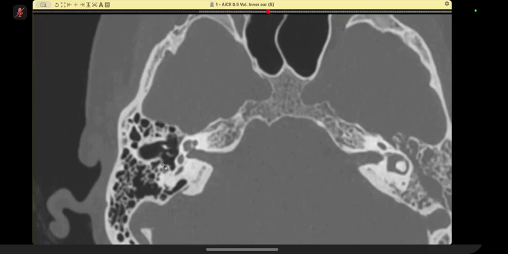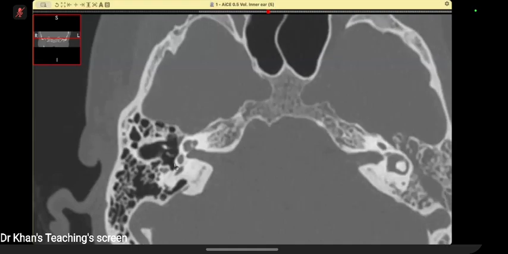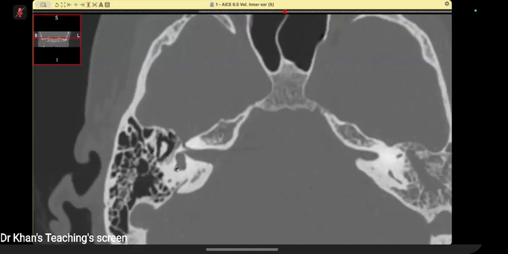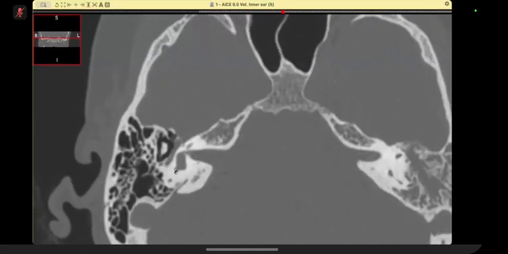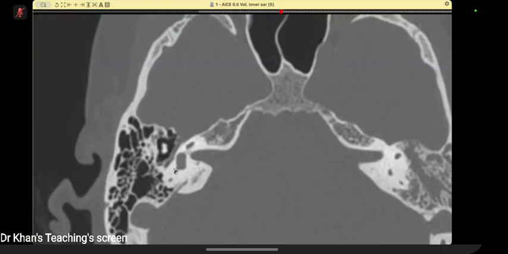Pars tensa cholesteatoma will sit here actually. It will sit posteriorly. And from here, of course, it can go up and down. It all depends on the size. So this is the difference between the two. I hope it is clear now.